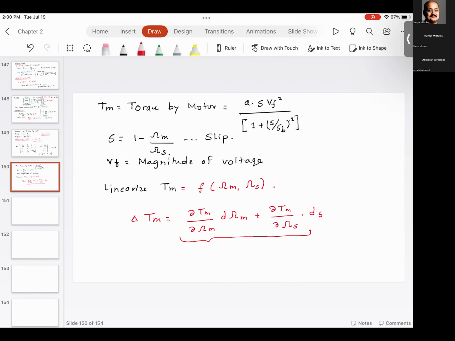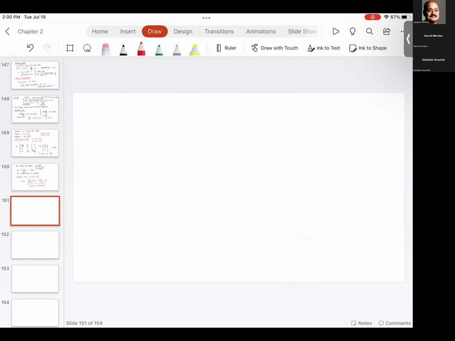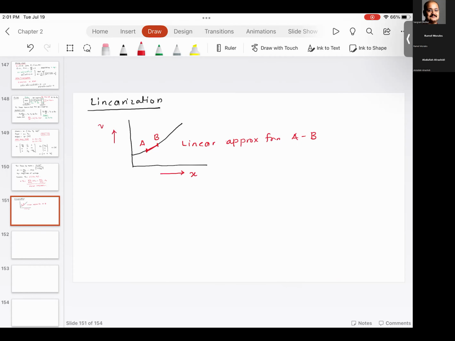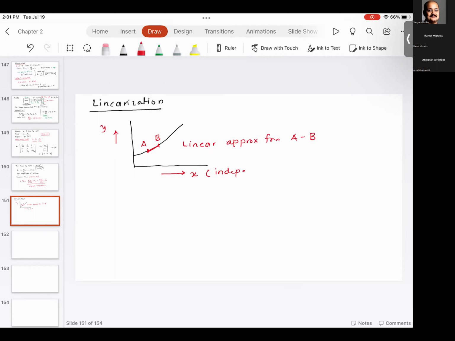Now I would like to discuss the physical interpretation of this equation. Let's start with linearization. Linearization is nothing but the linear approximation from point A to point B, wherein you have X and Y, where X is the independent variable and Y is the dependent variable.